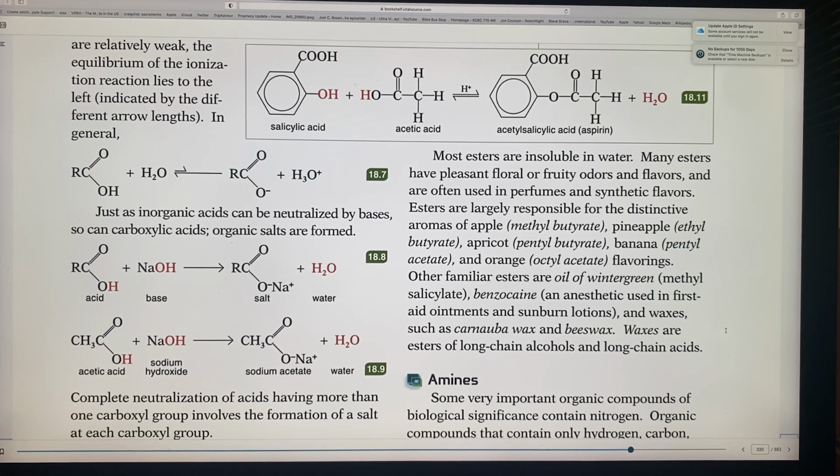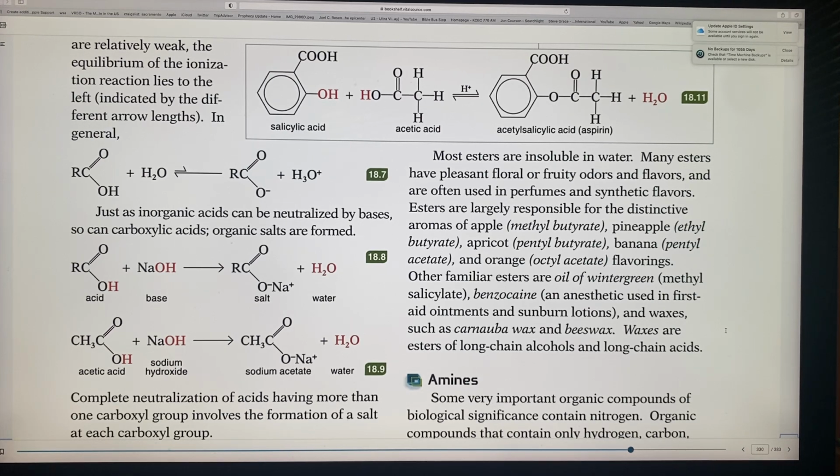They're responsible for aromas, like the apple ester is methyl butyrate, pineapple ethyl butyrate, apricot pentyl butyrate, banana pentyl acetate, and orange octyl acetate flavorings. These are all esters. Other familiar esters are the oil of wintergreen, and benzocaine, an anesthetic that's used in ointments on band-aids and for sunburns and such.